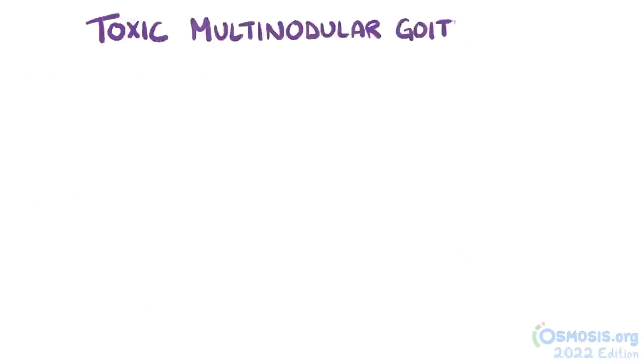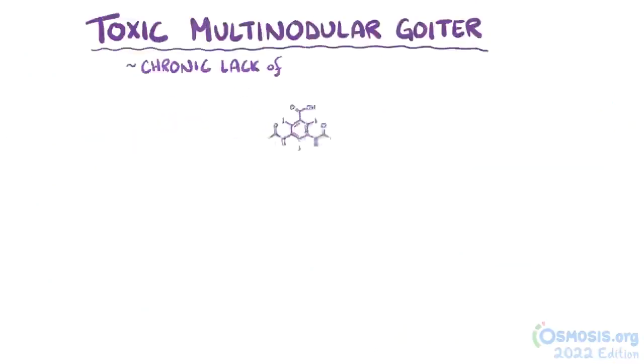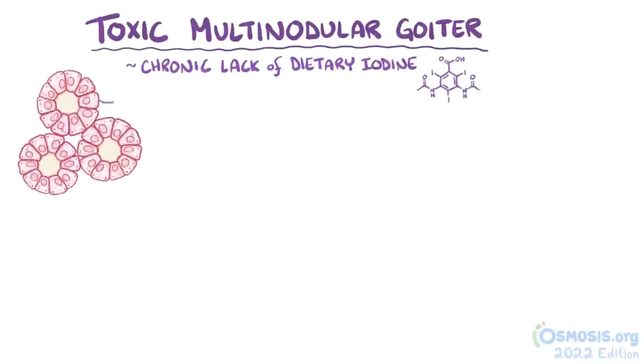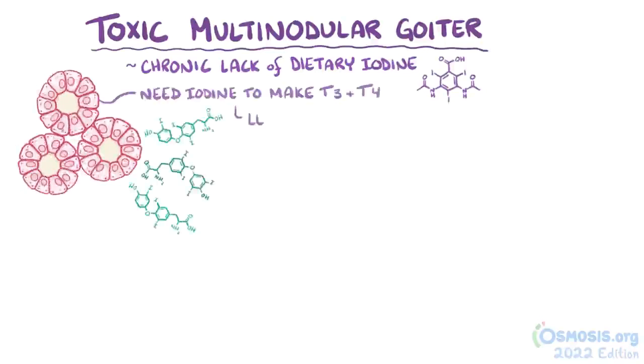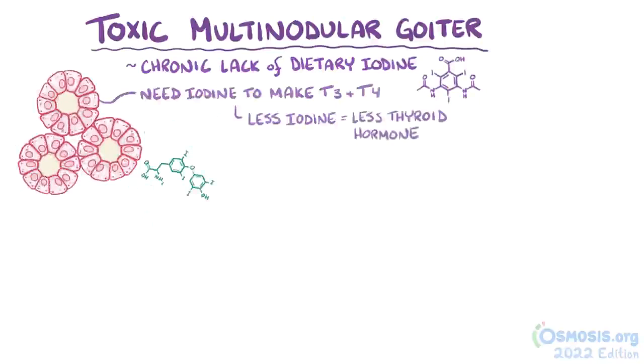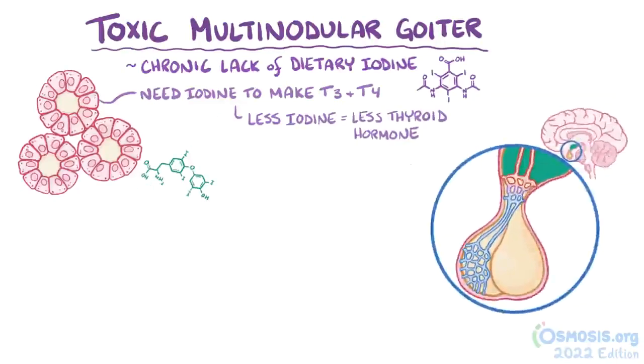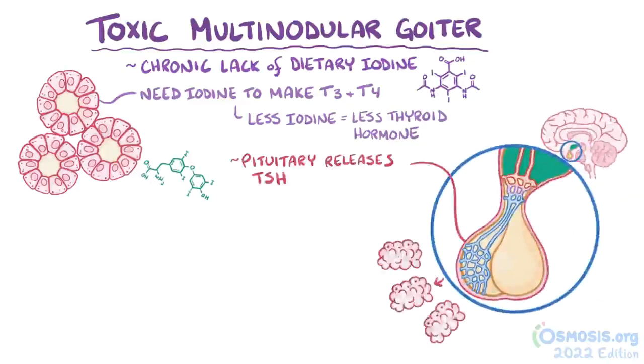Toxic multinodular goiter usually starts with a chronic lack of dietary iodine, and follicular cells need iodine to make T3 and T4. With less iodine around, each follicular cell makes less thyroid hormone, and as a whole, the level of thyroid hormone goes down. In response to low levels of thyroid hormones, the anterior pituitary releases TSH.